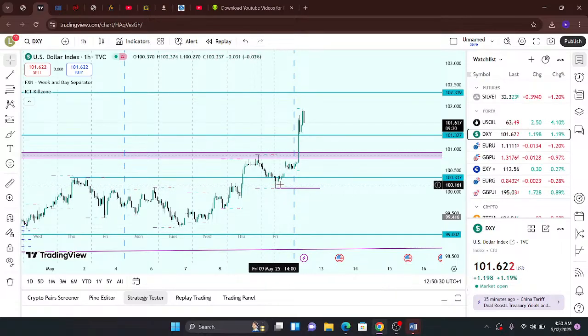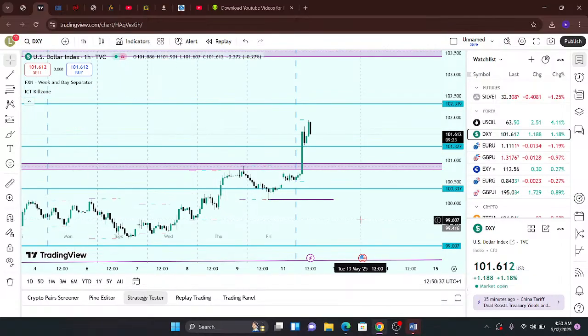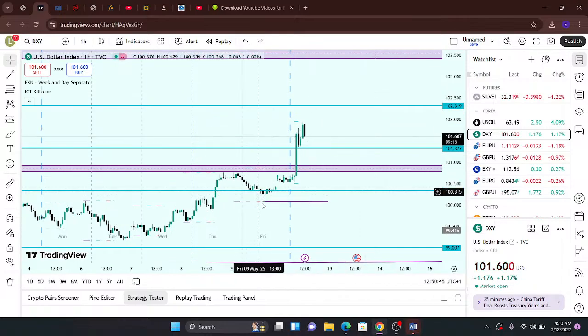But for me, I wouldn't want to buy here because it's not in session. That was on Friday during the late New York session. I wouldn't want to buy here, except if you are holding the trade for the whole week. But for me, the time frame does not agree with the entry as far as I'm concerned.